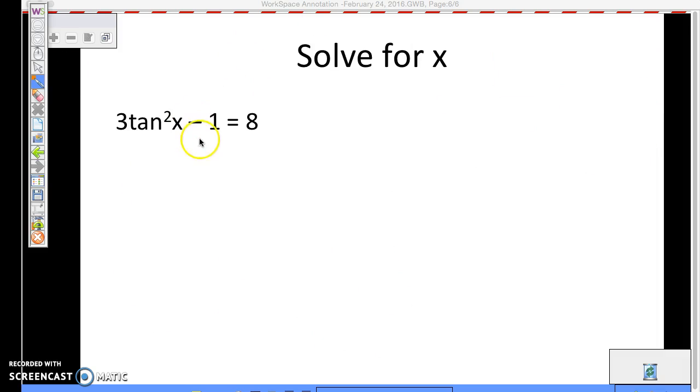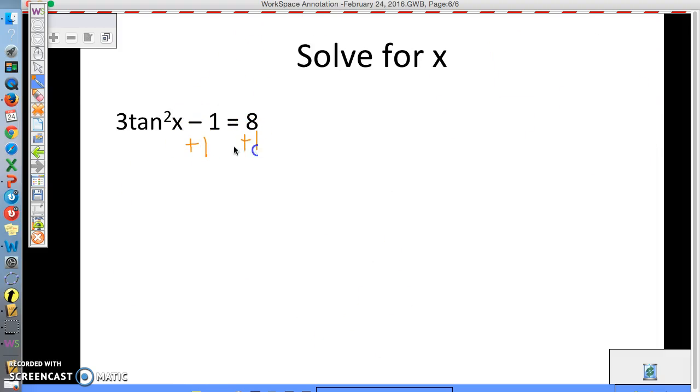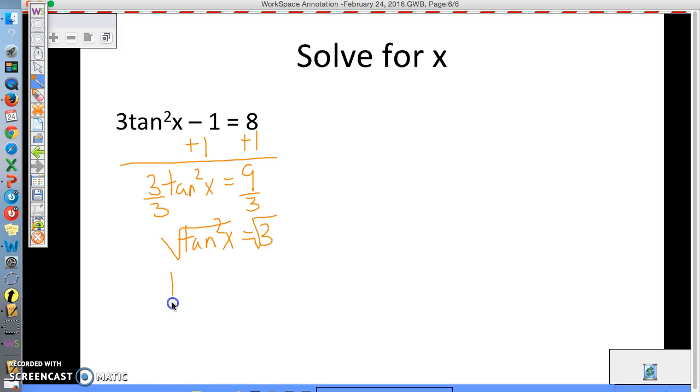So let's see this next one. Let's add 1. So 3 times the tangent squared of x equals 9. Divide by 3. So the tan squared of x equals 3. Take the square root, and when we square root, we have to take the positive or negative. So this is one, again, those tricky ones.